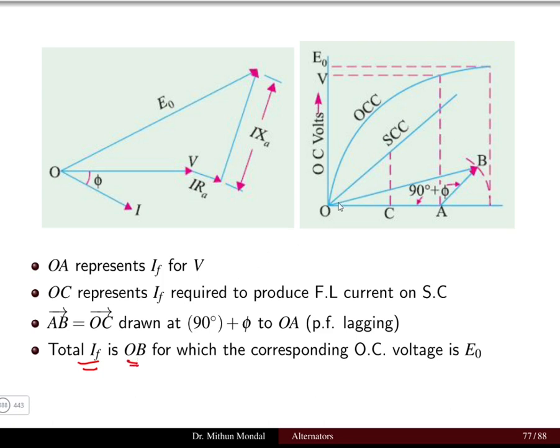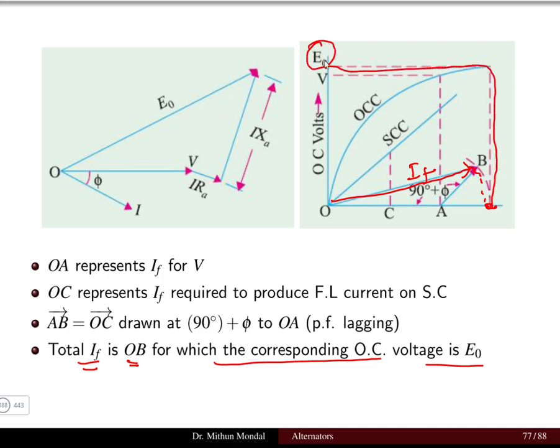So we can see from here that this is the total field current OB, for which the corresponding voltage OC is E naught. Once we drop it on the x-axis, we can find the value of the voltage E naught, that is the no load voltage. So this is the total field current of the machine that will produce the no load voltage E naught.